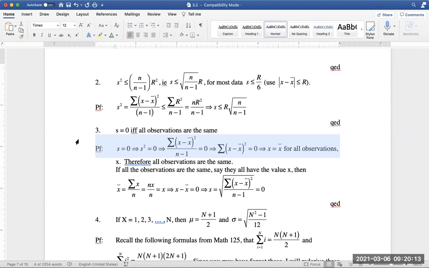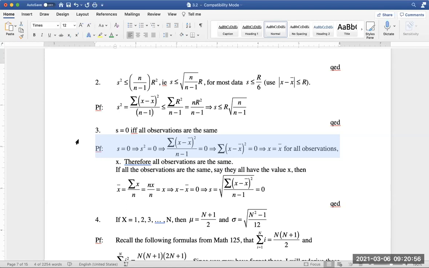And so the sum of x minus x bar, quantity squared, over n minus 1 is 0. Multiply both sides of my equation by n minus 1. Well, 0 times n minus 1 is 0. So this says that the sum of x minus x bar, quantity squared, is 0. But let's think about this. X minus x bar, quantity squared, can never be negative. If you take a number and you square it, and of course I'm assuming real numbers, you are never able to get a negative number out of that.